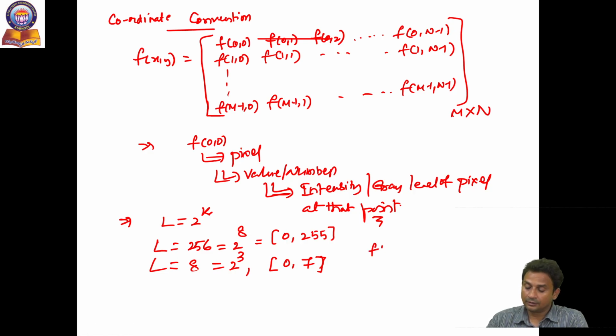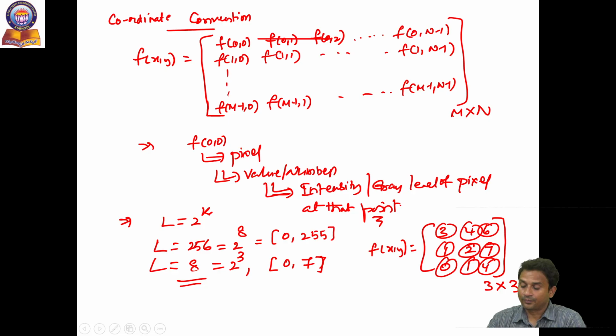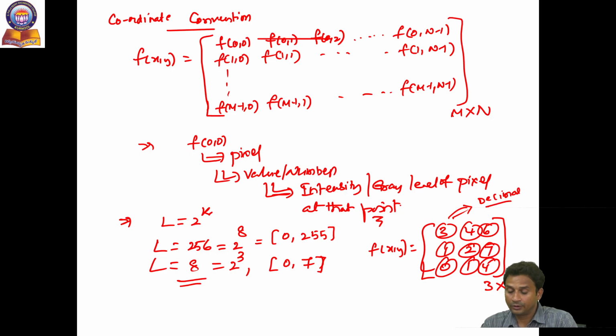To take an example, f of x, y, where the number of levels is only 8: 3, 4, 6, 1, 2, 7, 0, 1, 4. This is a 3 by 3 image where the grayscale is divided into only 8 levels, and these are all the pixel values. Even though it is in matrix form, if you want to store this image in the computer, we cannot directly store these numbers. These are decimal numbers, and we cannot store decimal numbers directly in the computer, so we need to convert them into zeros and ones, isn't it?